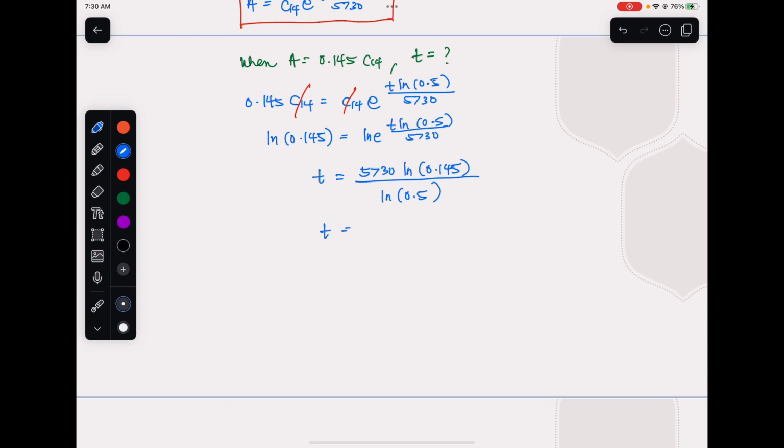So t then would be approximately 15,963.06 years. So again, this is a prehistoric age. Almost 16,000 years.